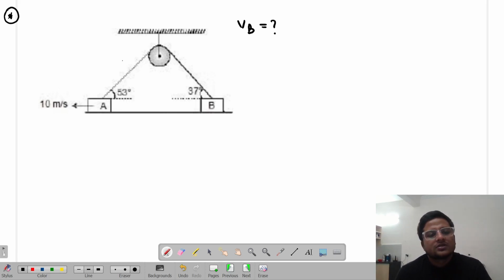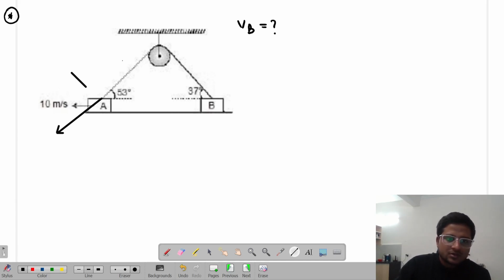V into cos 37 is equal to 10. Think once again. Listen, the block is moving, so this block will have two components, one in this direction and the other perpendicular to the thread. If you look carefully, if this is 53, then this angle, the vertically opposite angle, will also be how much? 53.